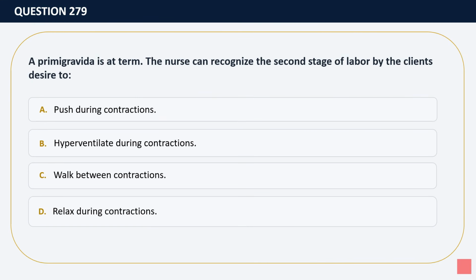Question 279. A primigravida is at term. The nurse can recognize the second stage of labor by the client's desire to: A. Push during contractions. B. Hyperventilate during contractions. C. Walk between contractions. D. Relax during contractions.